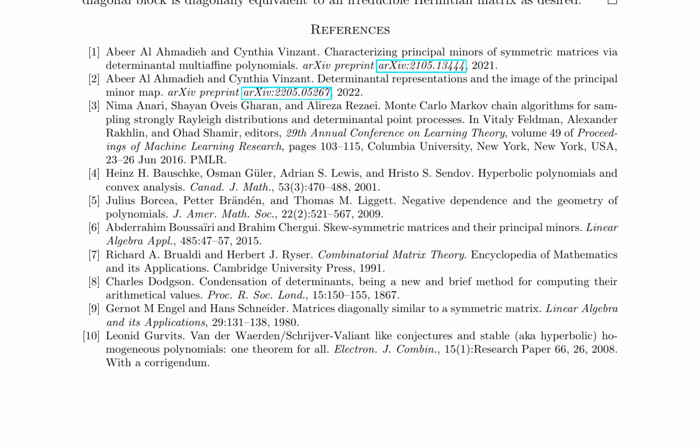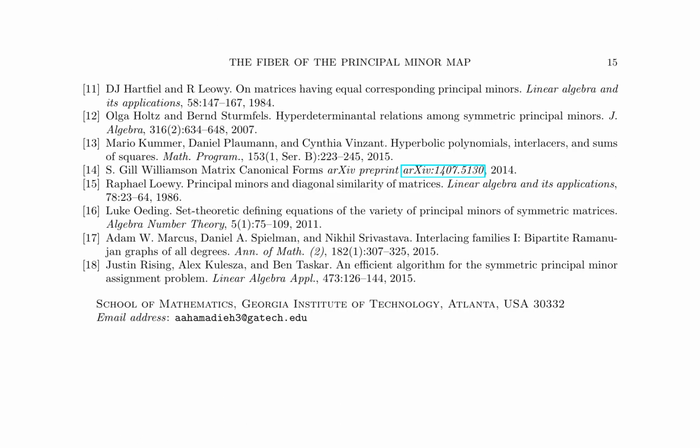The proof of Corollary 7.3 is provided, relying on [2], Theorem 6.6, and Lemma 5.1 for Part (a), and Theorem 5.2 for Part (b). The authors conclude that each diagonal block is diagonally equivalent to an irreducible Hermitian matrix, as desired. The paper concludes with a comprehensive review of the fiber of the principal minor map, an essential concept in the study of matrices and their properties.